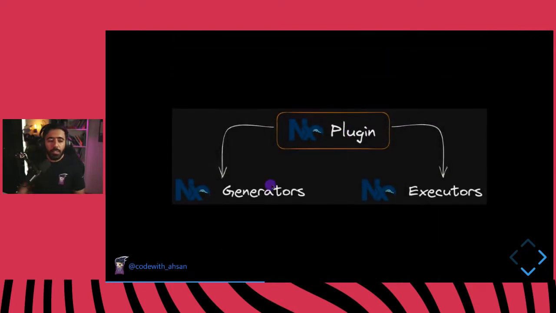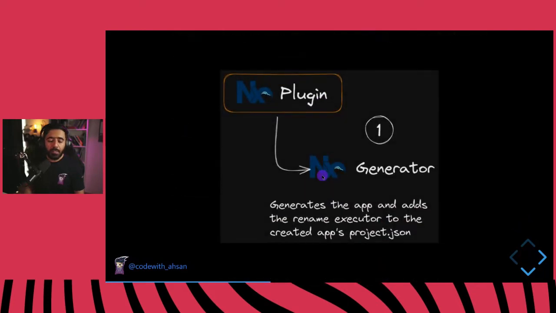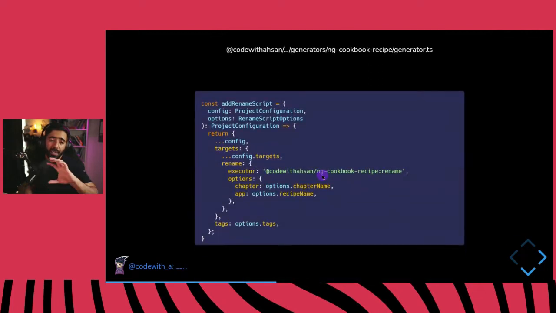So the idea was to generate the application first, and in the process, add the executor that I want to run for renaming the application in the generation process. So the first step is the generator creates the application and adds the executor in the project JSON. And the code looks like this. This is my generator's code.